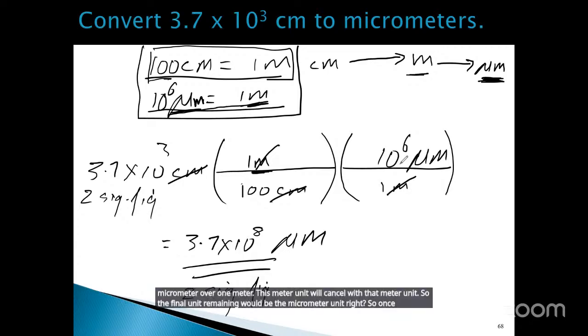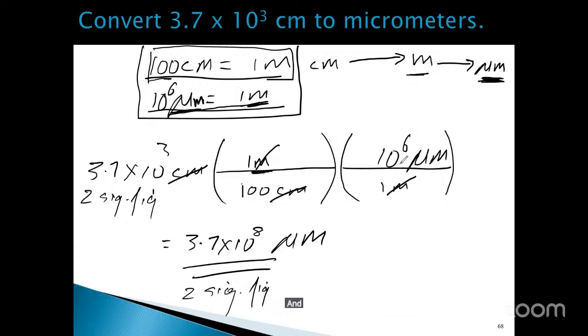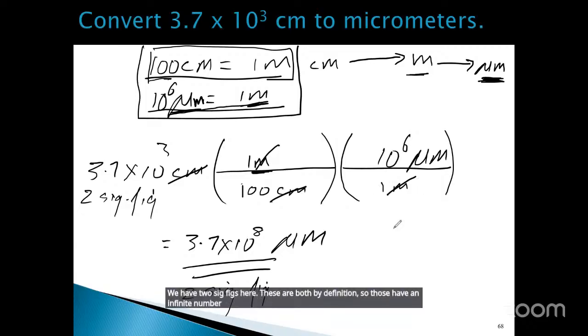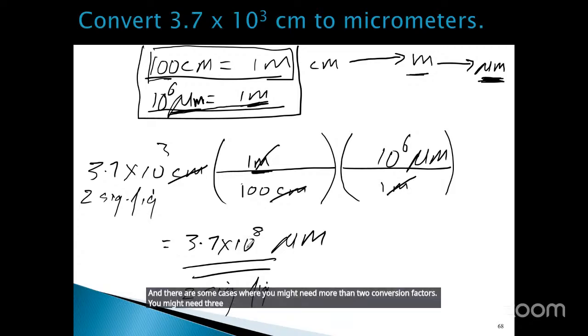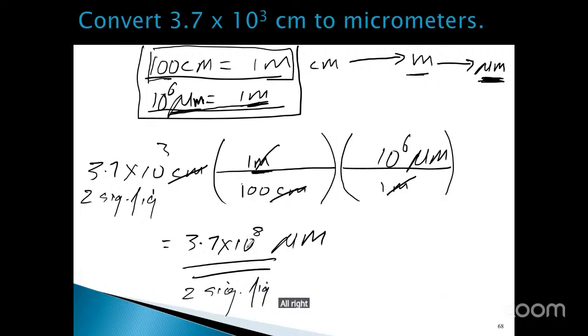Once we establish that, all we have to do is punch the numbers in. And I got as my answer 3.7 times 10 to the 8 micrometers. And again, you have to round off appropriately. We have 2 sig figs here. These are both by definition, so those have an infinite number of sig figs. Therefore, the answer has to be rounded off to 2 significant figures. And that's it. There are some cases where you might need more than 2 conversion factors. You might need 3, 4. It all depends on what you're given and what the question is asking for. All right? Any questions about this one?